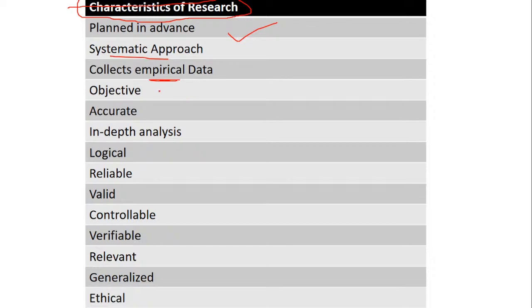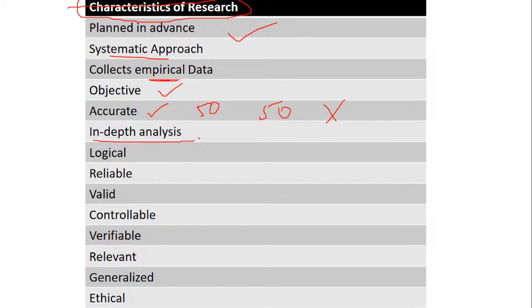It needs to have a proper objective, that is purpose. It has to be accurate. You can't say that your research is 50-50, 50% yes, 50% no. Such conclusions are not accepted. Either it has to be 100% yes or 100% no. It means it has to be accurate. I'm talking about the characteristics of research.